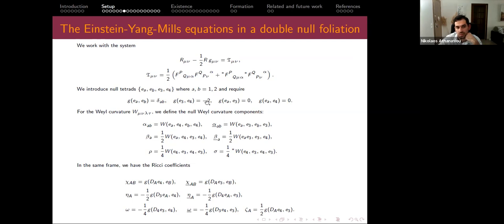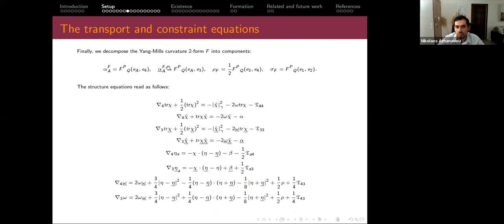We choose to work in terms of the Weyl curvature W, and we define the null Weyl curvature components alpha, alpha bar, beta, beta bar, rho, and sigma. In the same frame, we decompose to get the Ricci coefficients chi AB, chi bar AB, eta, eta bar, omega, omega bar, and zeta, the torsion, so to speak. Finally, we decompose the Yang-Mills curvature two-form F into the following components: alpha F, alpha bar F, rho F, and sigma F.